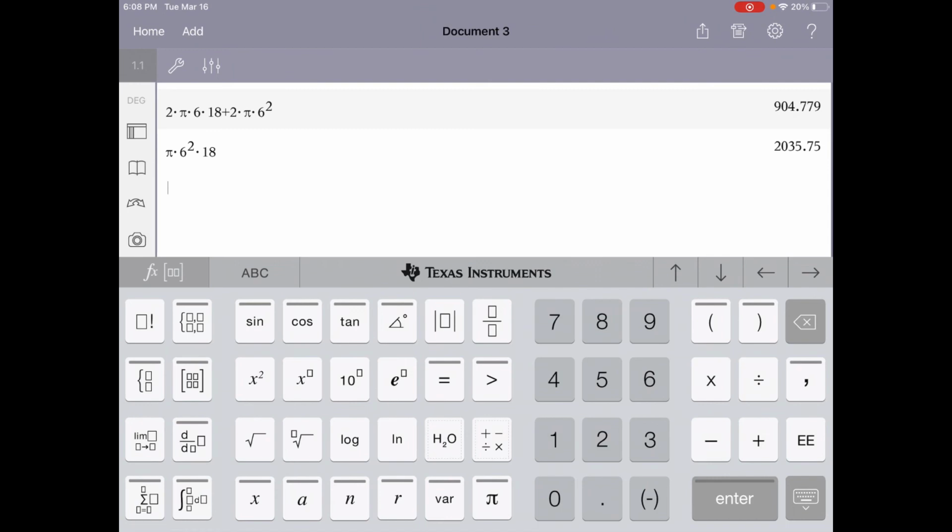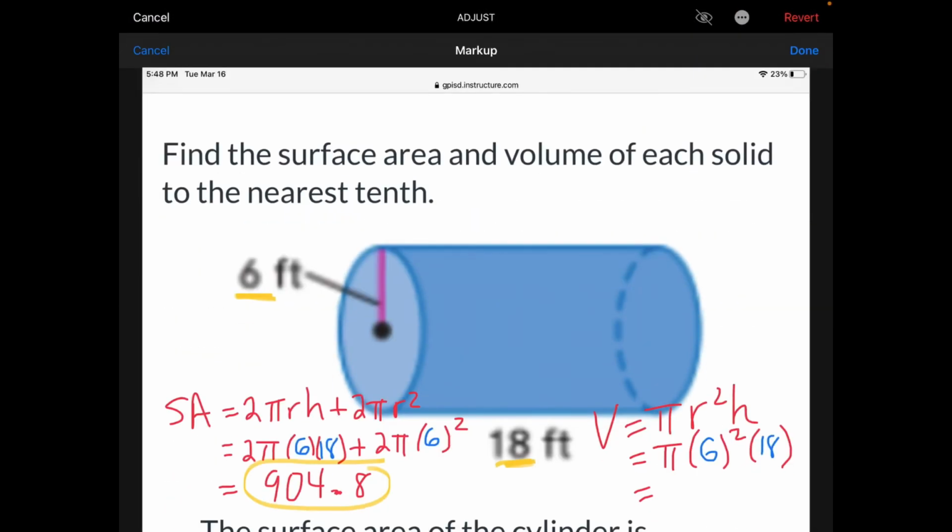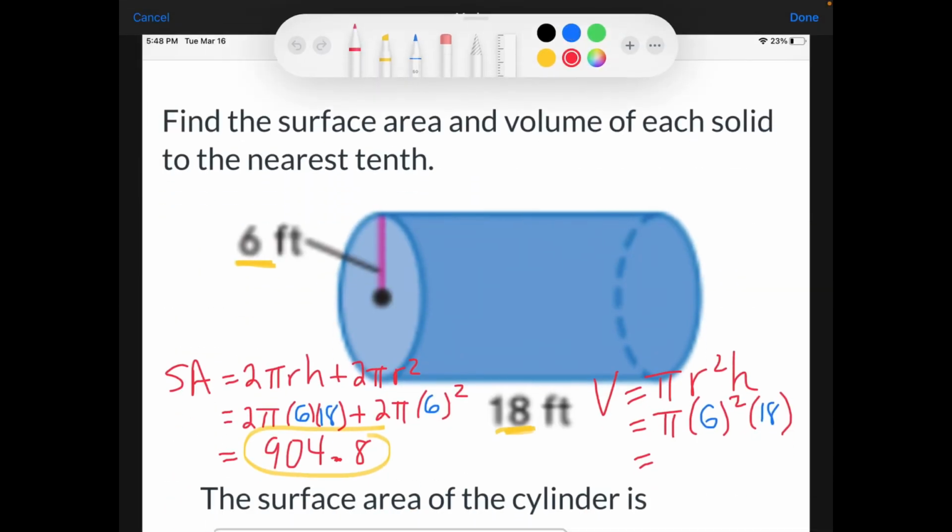Remember, we want to round to the nearest tenth, and so it's going to be 2035 point. Now, if you see it's a 5 after that 7, and so since it's a 5, we have to still round up. So we're going to round up to 0.8. So our final answer will be 2035.8. And this is the volume, so that would be in cubic feet. All right, hope that helps.